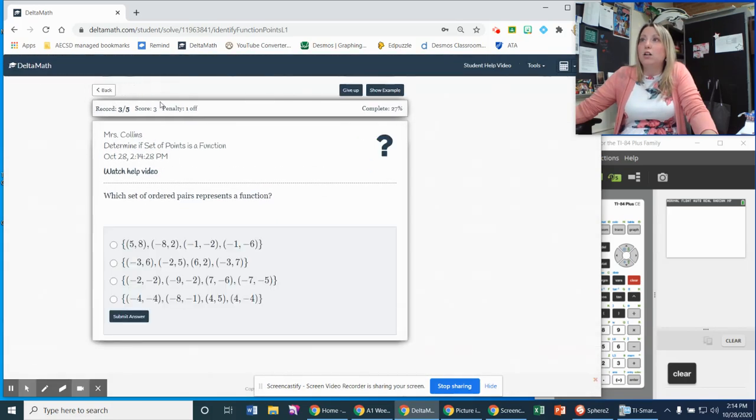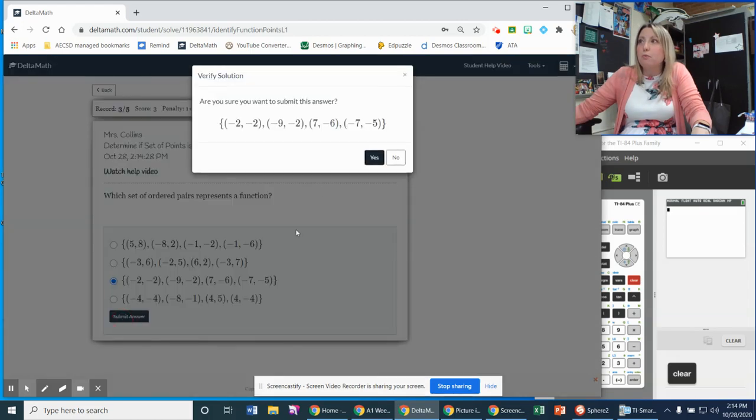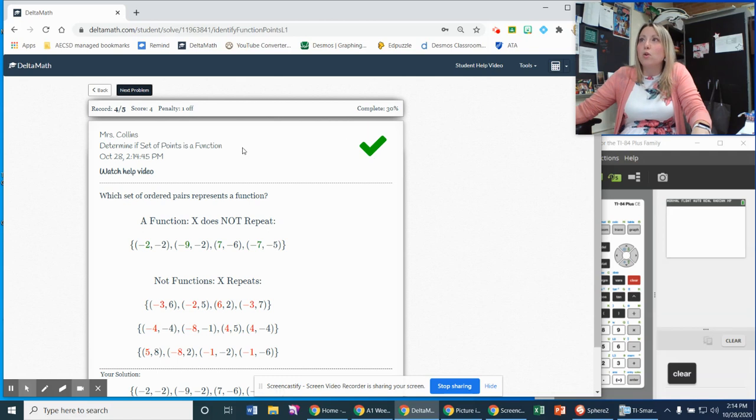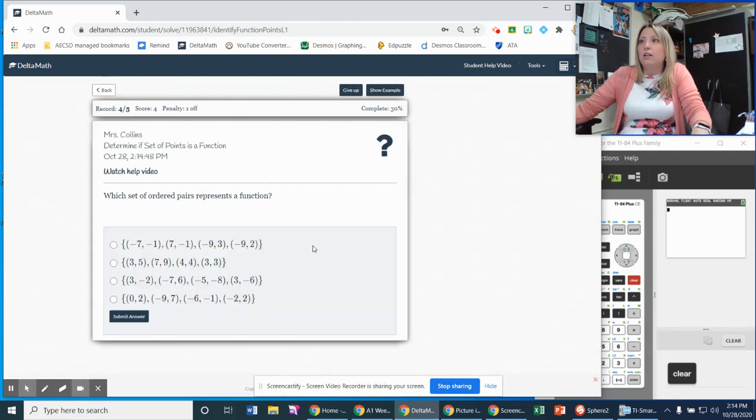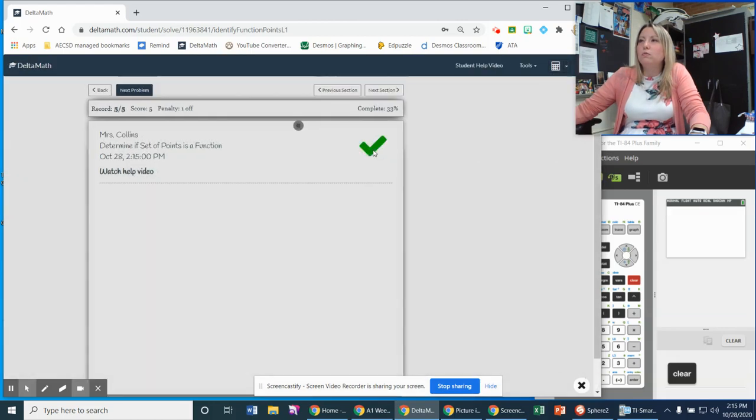Okay, moving along. So again, representing a function. So again, I'm looking for X values not being repeated. And it looks like right here, -2, -9, 7, and -7, not repeated. There's my function. One more in this section. Which set of ordered pairs represents a function? That would be the last one. Yep, the last one. There we go.